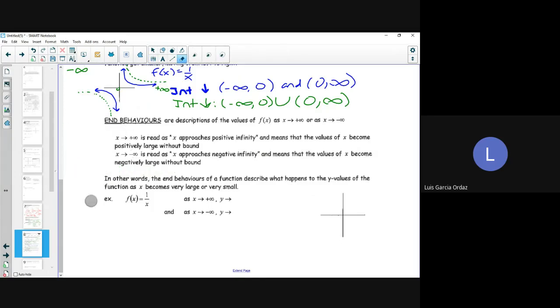So the end behaviors are descriptions of the values of f of x, as x approaches positive infinity or as x approaches negative infinity. X approaches positive infinity is read as I just said it. In other words, the end behaviors of a function describe what happens to the y values of the function as x becomes very large or very small. So we have 1 over x again.